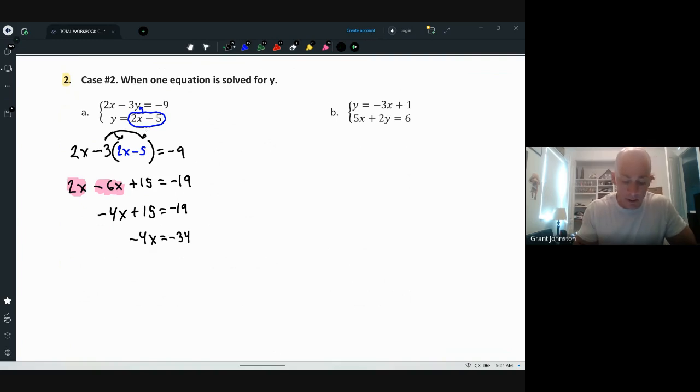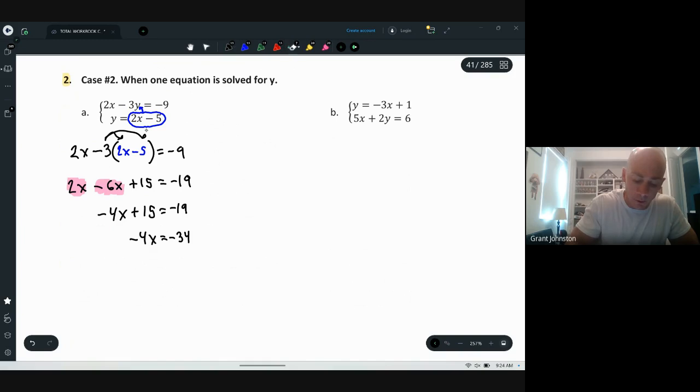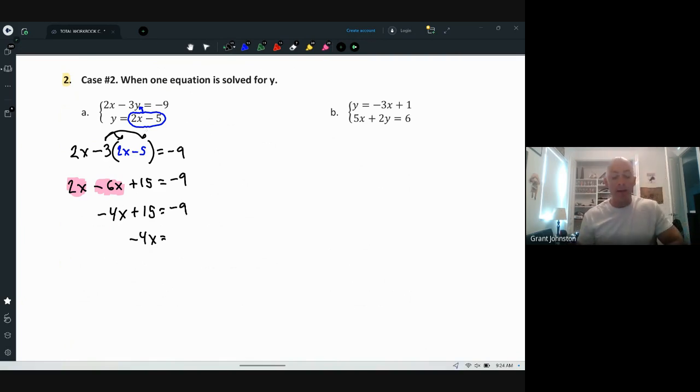Oh, why did I write 19? Sorry about that, guys. Hopefully you caught that and thought, what the heck? It's just negative 9 here. Negative 9 minus 15 is negative 24. Divide by negative 4, x is positive 6.